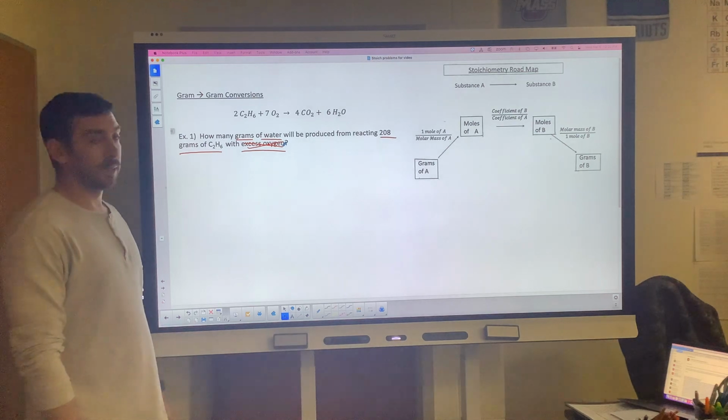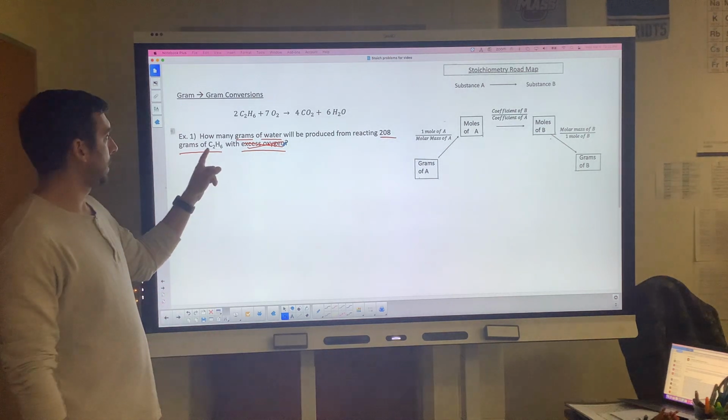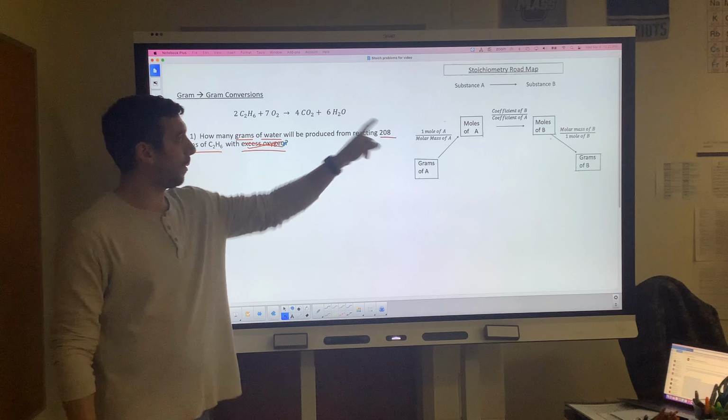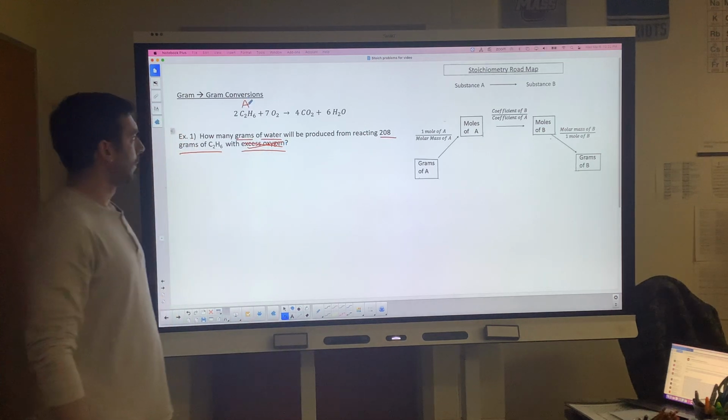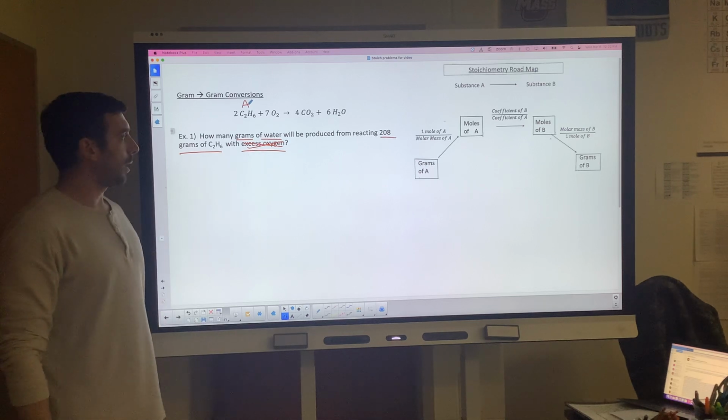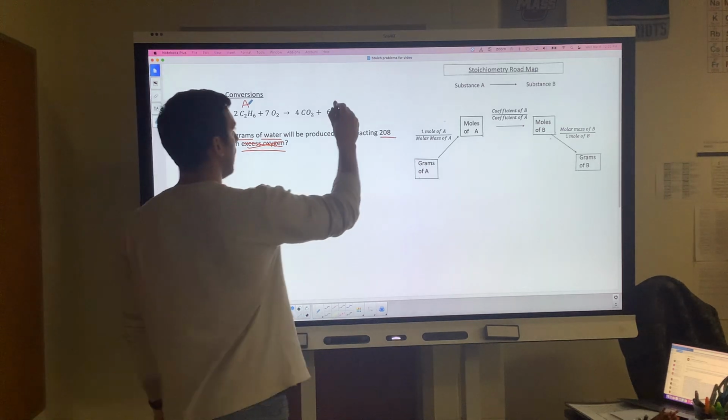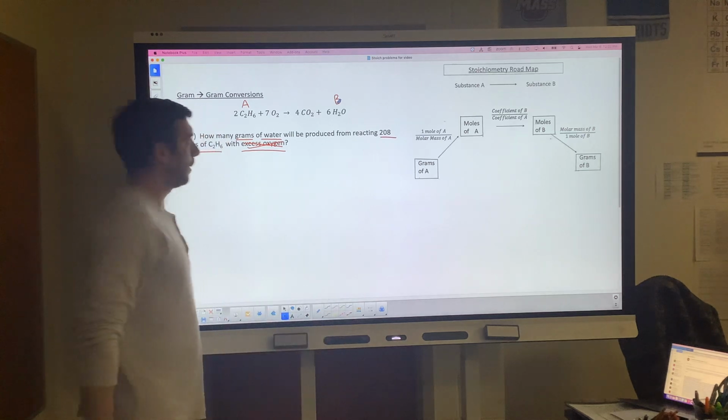Now we look to find substance A and B. We see C2H6 has our number with it, 208, so that means it's going to be A. And the grams of water has no numbers with it, so that means H2O, our water, is going to be B.